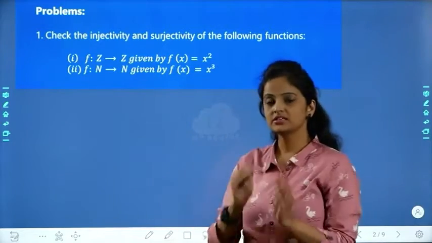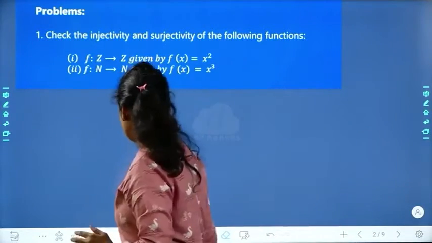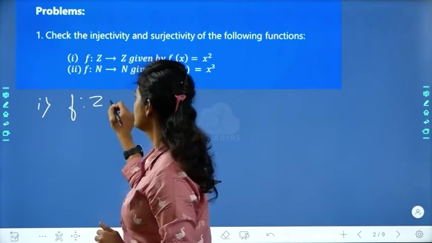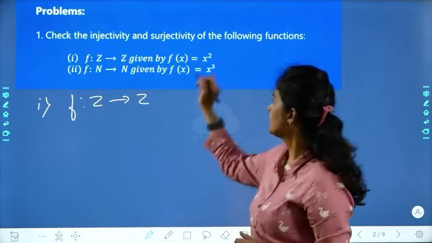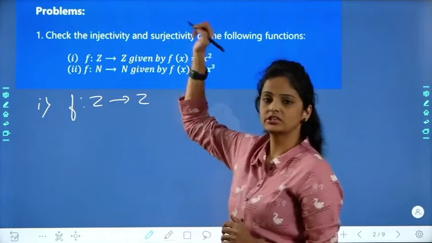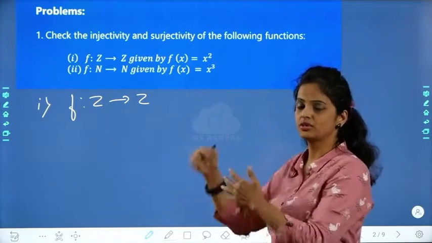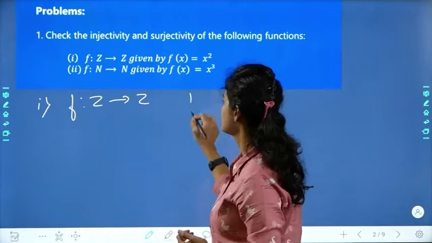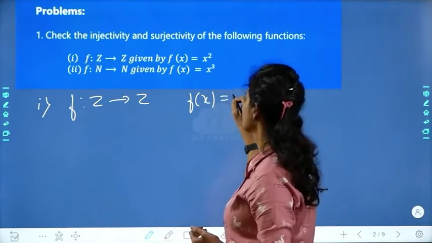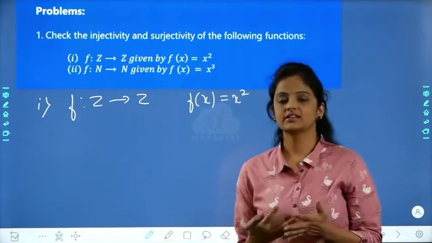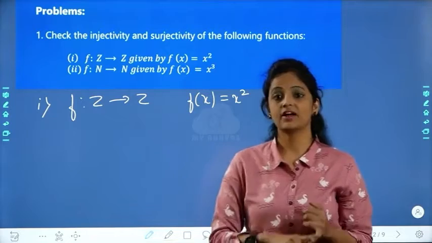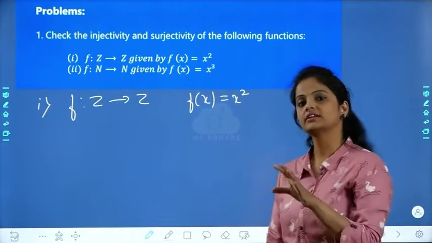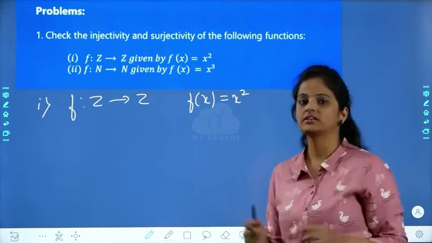where mapping is integer to integer. First one: f is taken from integer to integer. Then to check the injectivity and surjectivity means I have to prove whether it is a one-one and onto function. So f of x is x square is the function they have given. Two ways are there to solve. Either you take a particular value and prove that it is not one-one or not onto, or generally, what we did in the previous session, mathematically we have to do.